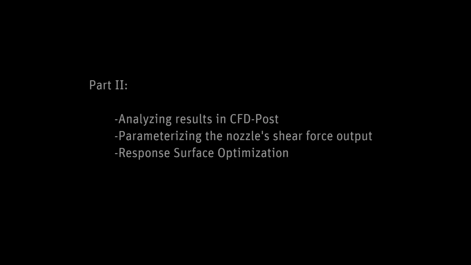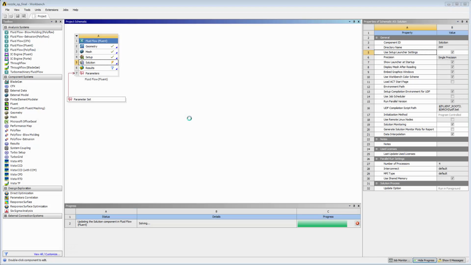In the previous video in this series, I parameterized the nozzle geometry, completed meshing, then set up a fluid flow simulation in ANSYS Fluent. In this demonstration, I'll use the Design Exploration Response Surface Optimization system to optimize the nozzle geometry by maximizing its total shear force on the impact surface.